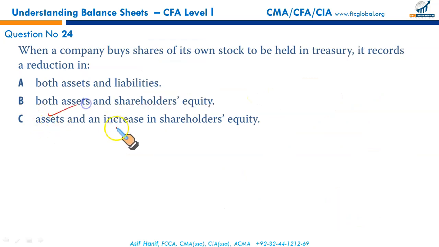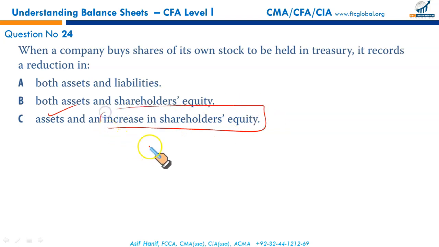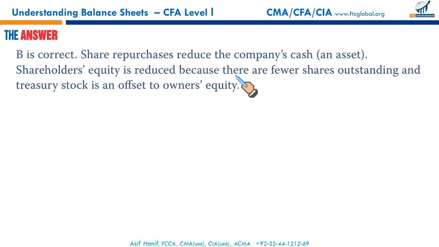Asset, yes, increase in shareholder equity, much increase. Buying your own stock is a negative item. It decreases the shareholder's equity. Remember, the treasury stock is reported as a negative item and it is shown as an unallocated reduction in the equity. There is another treatment also, but that's not the subject of today's agenda. That makes B the correct option, an asset and also a reduction in shareholder equity. B is the right answer.